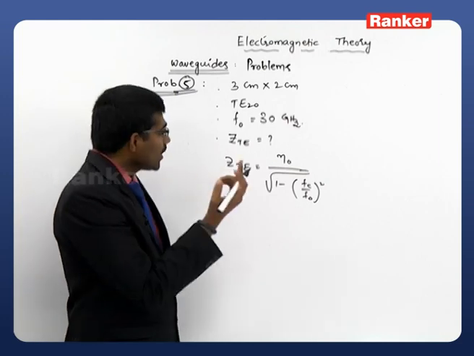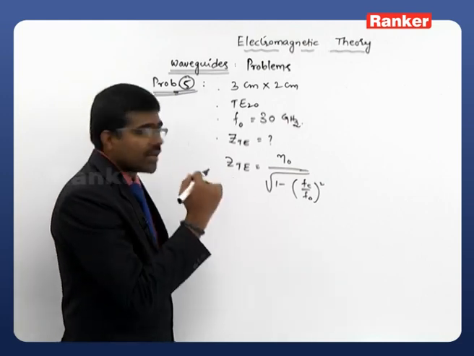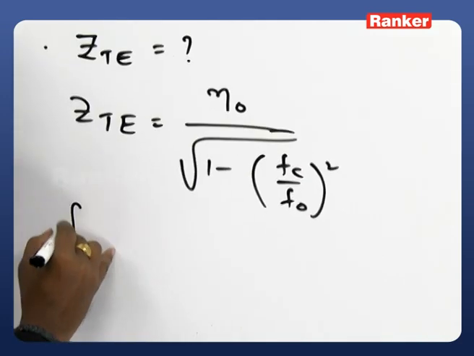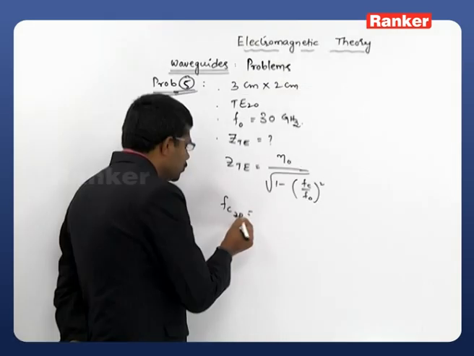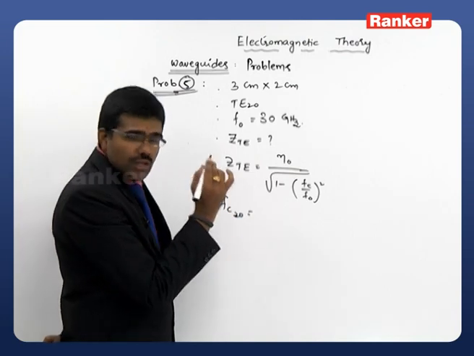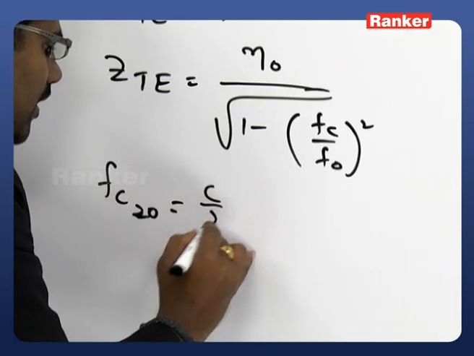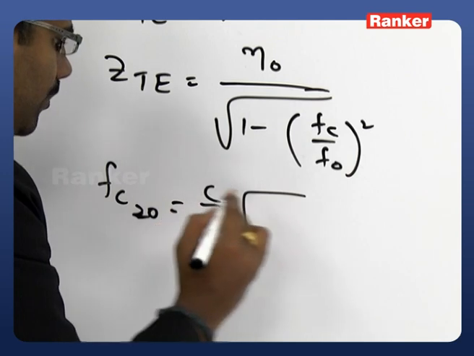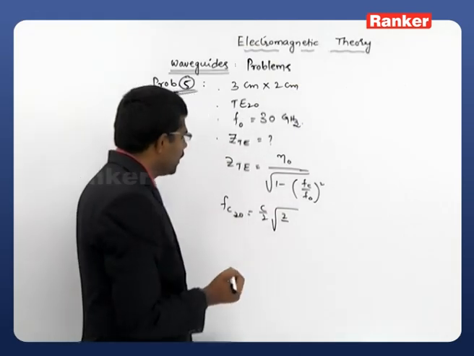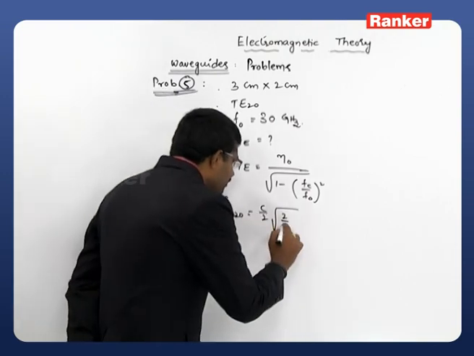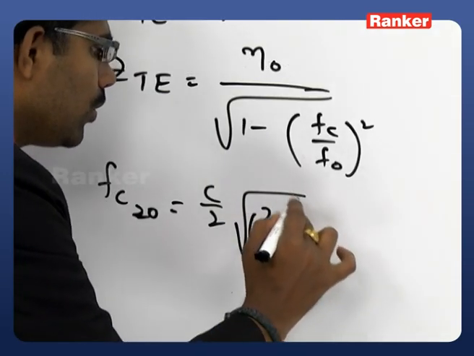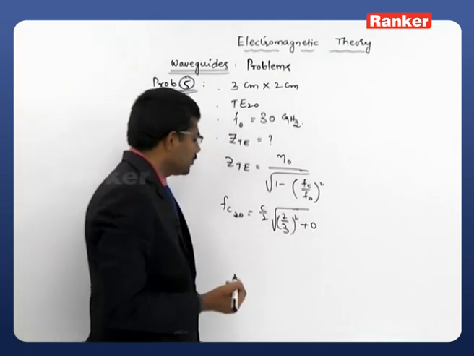Now to substitute, eta naught is known to us, F naught is the operating frequency which is given to us. So what is the cutoff frequency? We are supposed to calculate the cutoff frequency again. So Fc for which mode? TE20 mode. So m is equals to 2, n is equals to 0. Substitute it. C by 2 square root of 2 divided by, what is the broader dimension? a is 3. 2 by 3 whole square plus 0.